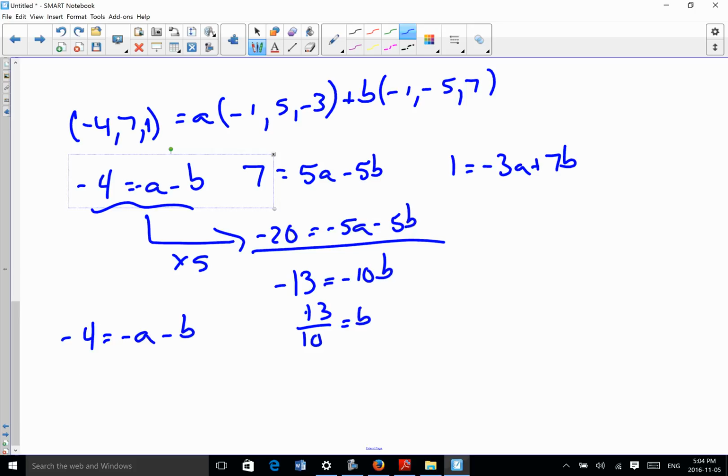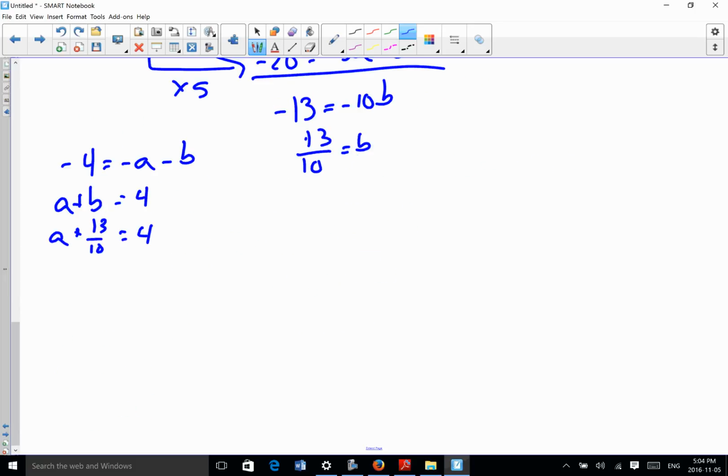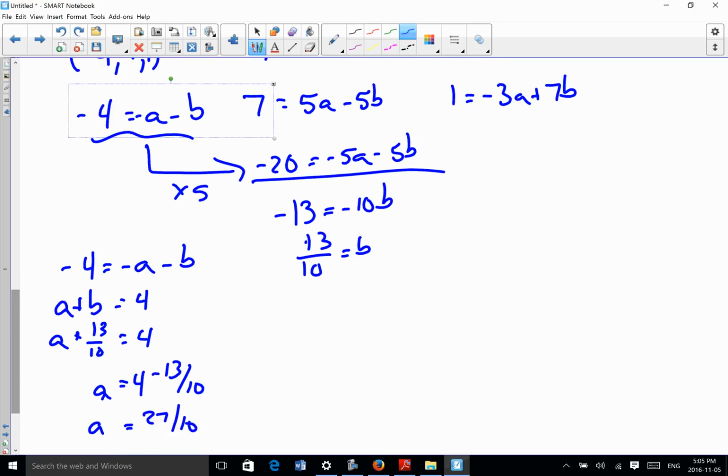I'm going to switch the signs straight off the bat, just to make it easier. So a plus b equals 4. What do we get for a? a plus 13 over 10 is 4, which means a is 4 minus 13 tenths. In other words, a is 27 over 10. So we've got an a value, we've got a b value. Let's do our check.